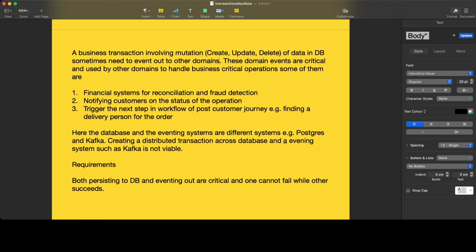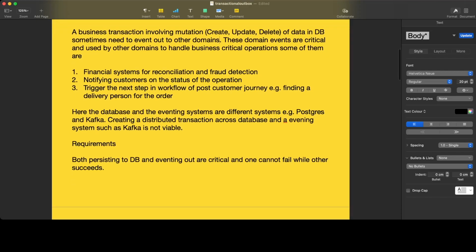So, in a business transaction which involves a mutation in a particular domain, which is create, update, or delete of data, we might have to event it out to other domains sometimes or many times. These are domain events, and these are very critical for other domains to take business critical actions. What are those things which we need to event out and why is it important? Let's take a few examples and understand before we jump into the solution.